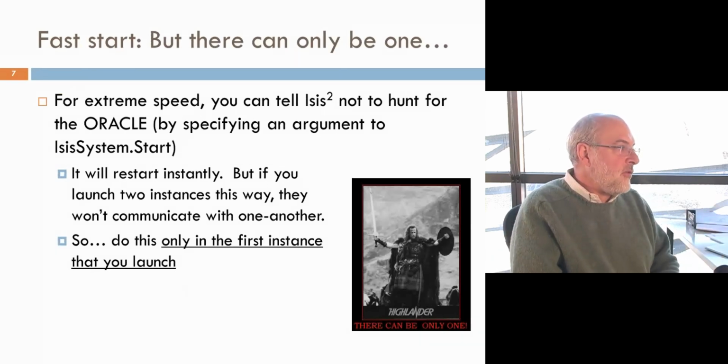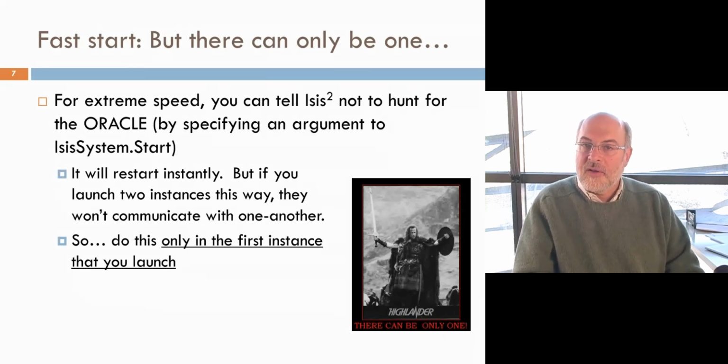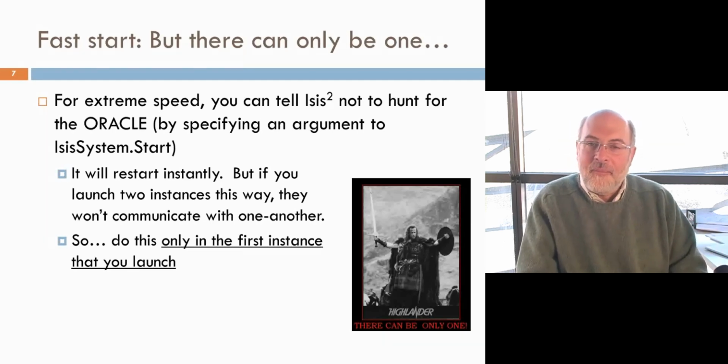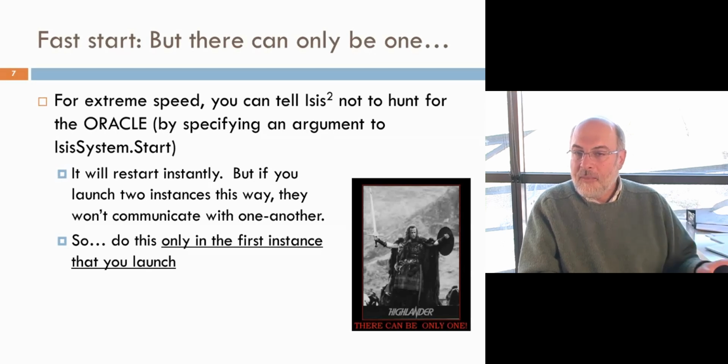Okay? For speed, you can actually tell ISIS to skip checking for where the oracle is out there. And if you do this, you should be a little careful because there can only be one initial startup of the oracle. Okay, so here I've got, there can be only one Highlander, right? That was the deal. So if you're going to use this feature, here's how you do it. You would have to know that you were in the process of launching the first program that will use ISIS, and it should skip looking for the oracle and just start the oracle.